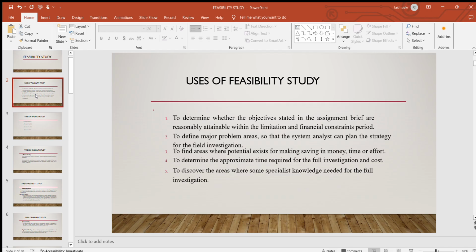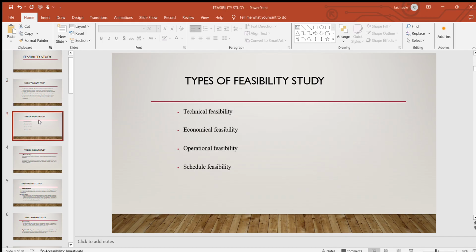it is used to determine major problem areas so that the system analyst can plan the strategy for the field investigation. And also it is used to find areas where potential exists for saving money, time or even effort. It is also used to determine the approximate time which is required for the full investigation and costs. It is also used to discover the areas where some specialist knowledge is needed for the full investigation. So let us also look at the types of feasibility.